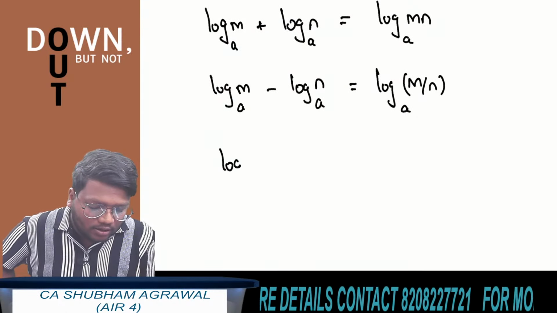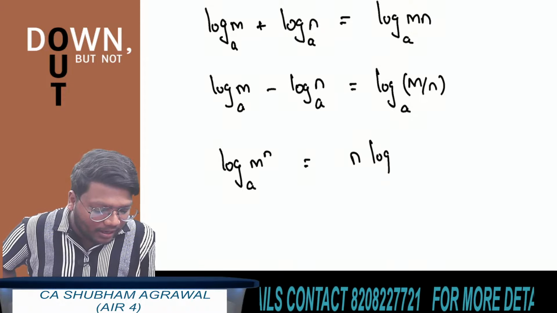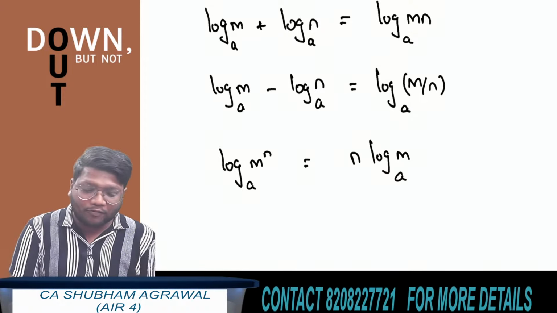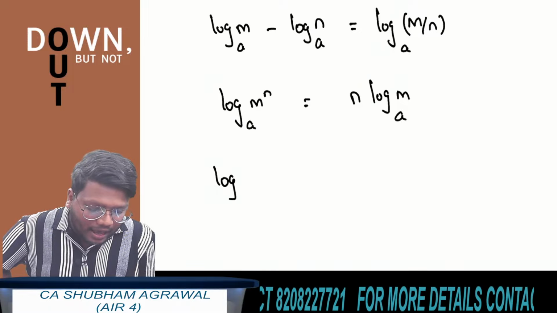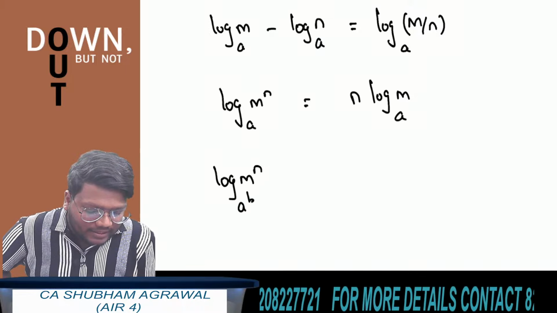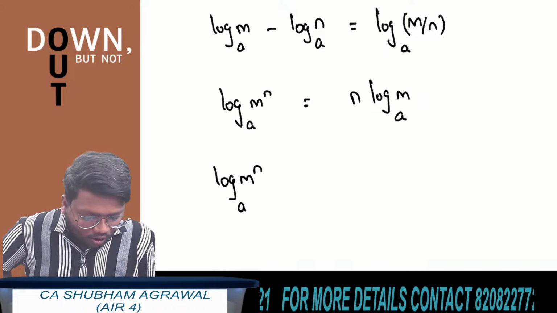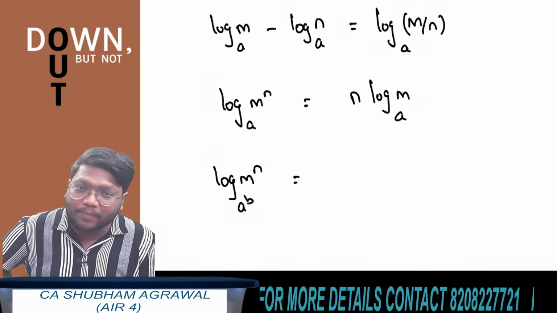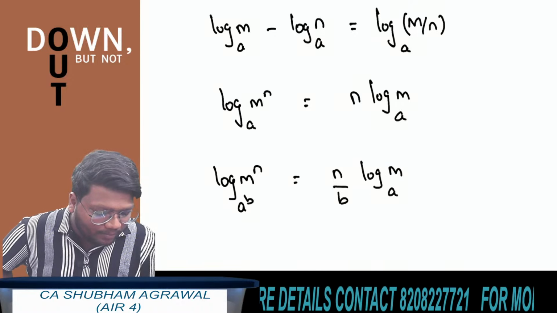Third property is log m to the power n to the base a. This we can write as n multiplied by log m to the base a. All of you are able to recall these properties or not? After this, log m to the power n to the base a to the power b. How to write this? We can write it as n upon b multiplied by log m to the base a.